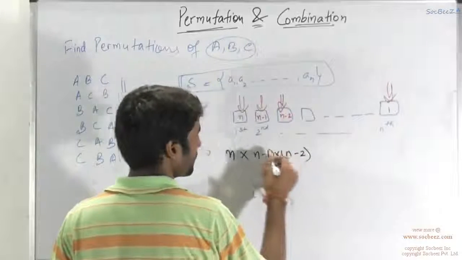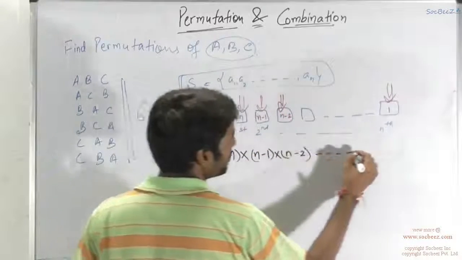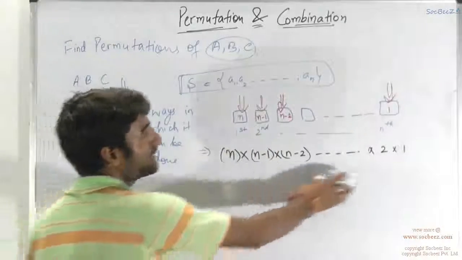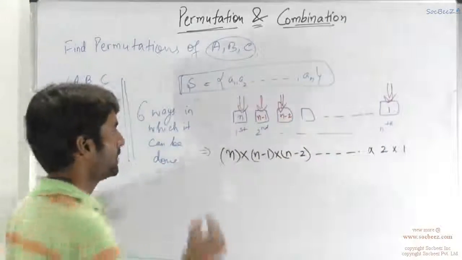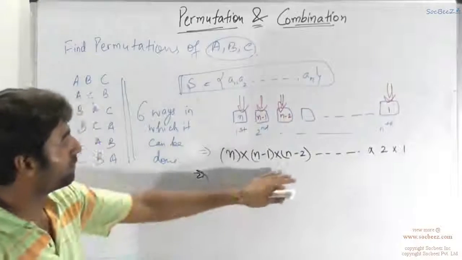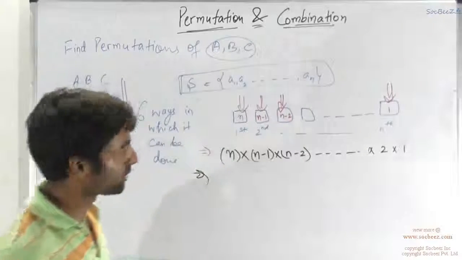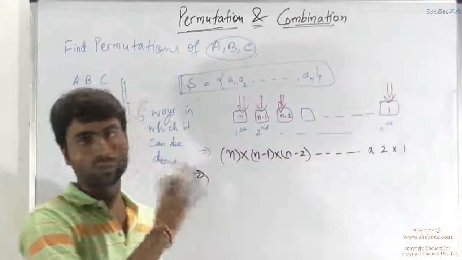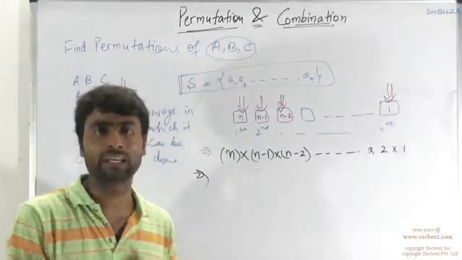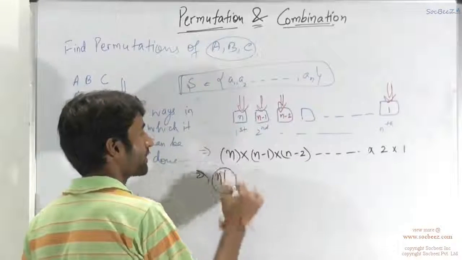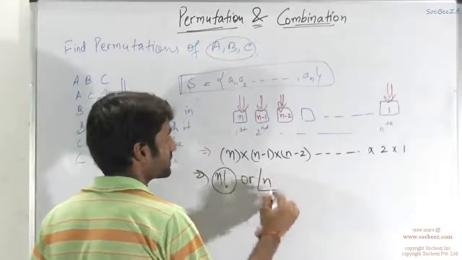This whole multiplied to 2 into 1. This whole multiplied till this reaches 1. What does this number mean? We learned in the first lecture, this is what is meant by a factorial of a number. Factorial of a number means you have to multiply all the first n natural numbers. So this is what is denoted by n factorial or written like this.